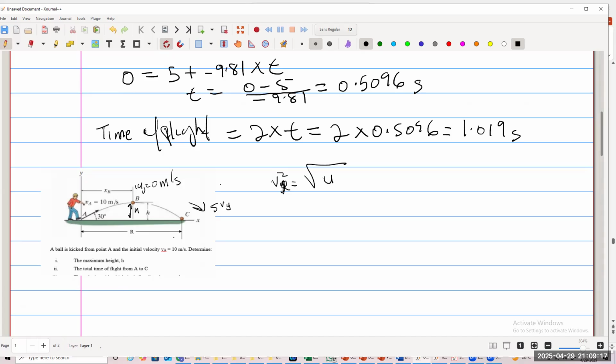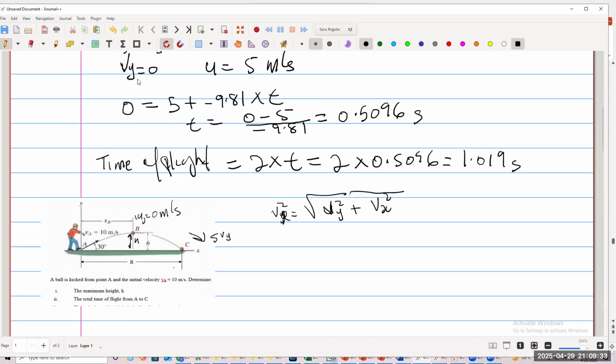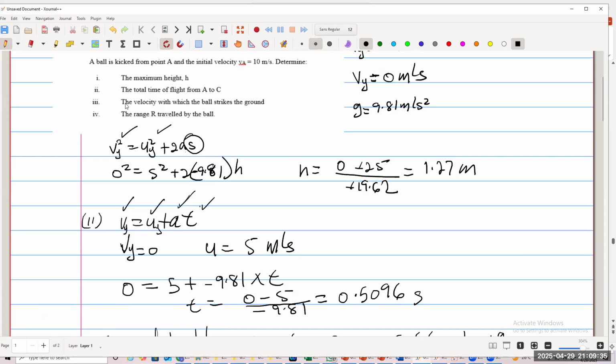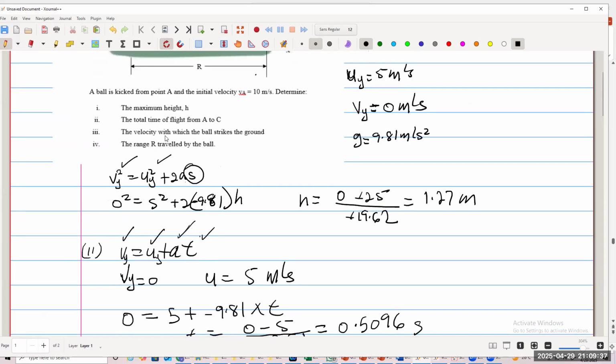Uy square plus our final uy square plus vx square. That's Pythagoras, right? So we end up... Which question are you answering now? Oh, see it right here. Sorry. See it here? It says the velocity at which the ball strikes the ground.